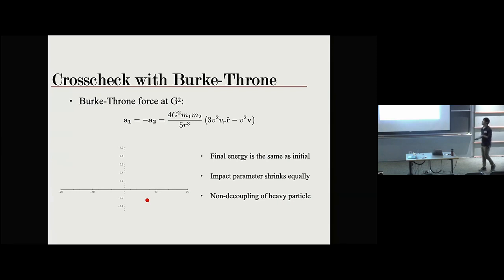So you can simply calculate this equation of motion and evolve it with time, and you find that the initial and final states have exactly the same energy. But the net effect of this force is that it shrinks the impact parameter exactly the same, no matter what the mass ratio is. So the heavy particle is not decoupled at all. This is similar to the Yukawa coupling in particle physics, where the heavier you are, the stronger the interaction. In this case, the heavier you are, the more you tend to radiate. Therefore the acceleration is the same and does not decouple.